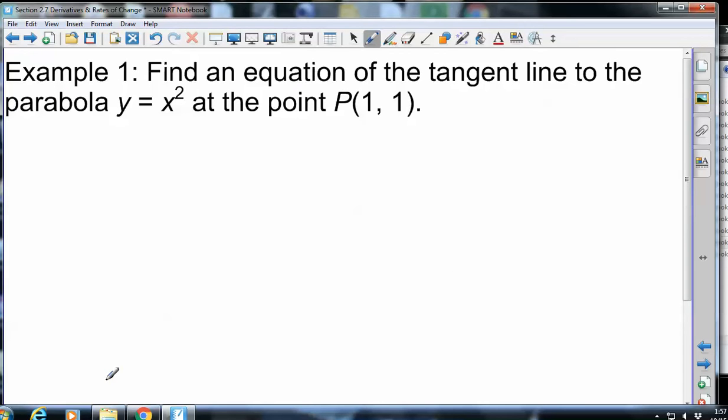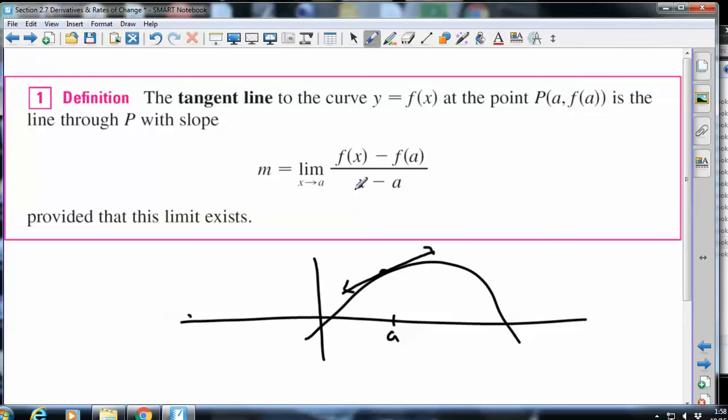I want to find the equation of the tangent line to this parabola at point 1, 1. So before, you would have made two tables. One with values bigger than 1 and one with values smaller than 1, and calculated slope at least 6 times and then estimated what your value was approaching. But now we can do it as a limit. So to find the slope, we are really just going to do the limit as my x approaches what value? 1. Of f of x minus f of a over x minus a.